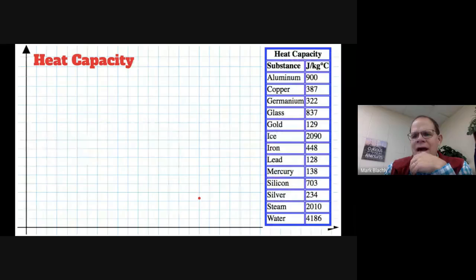Now, these heat capacities, we're going to look up in a table. Can you guys see the table there? Take a look at it there. Oh, there? Which of those substances has the smallest heat capacity?